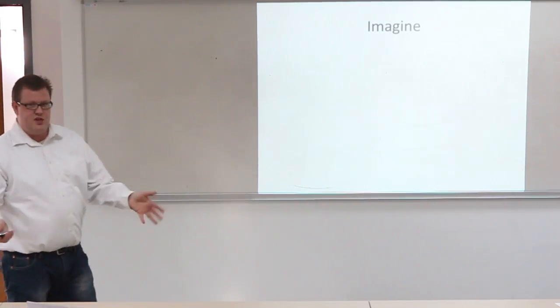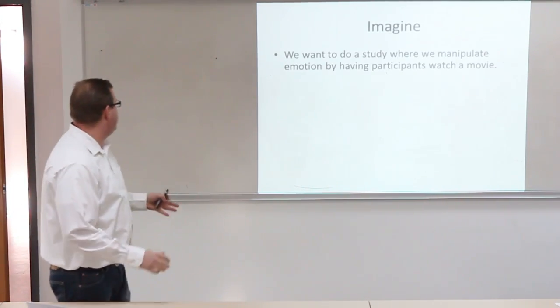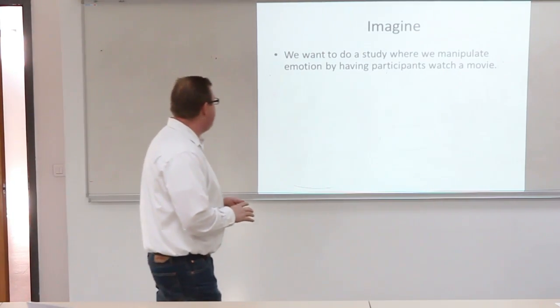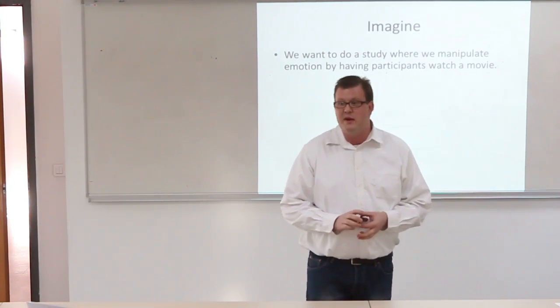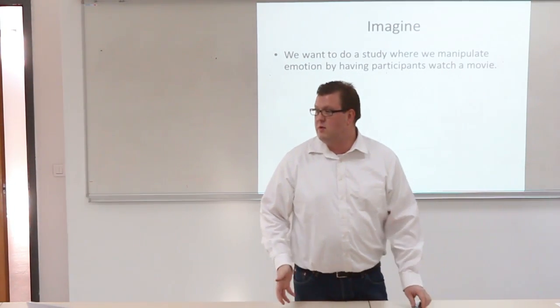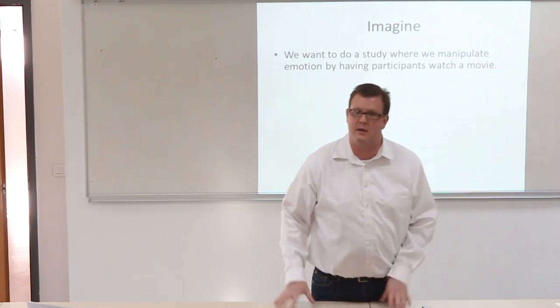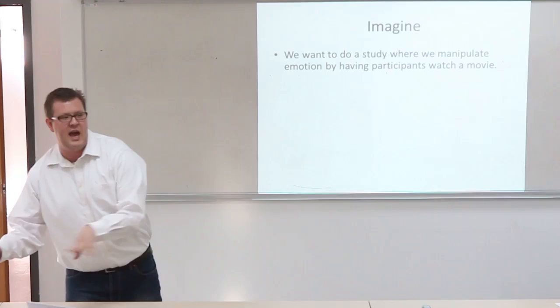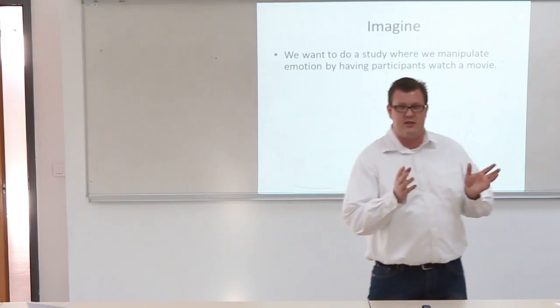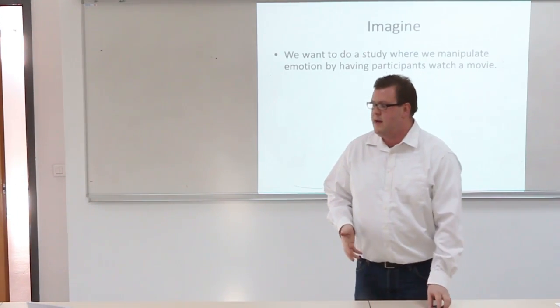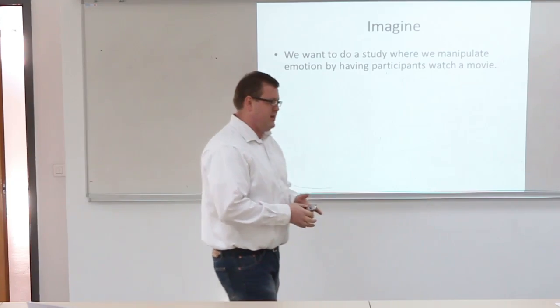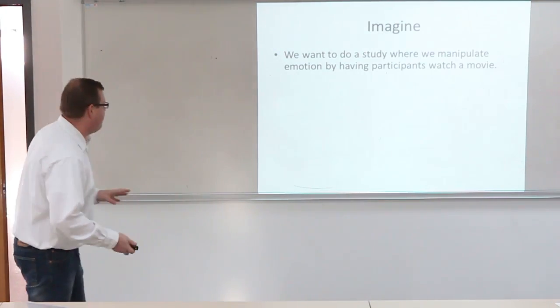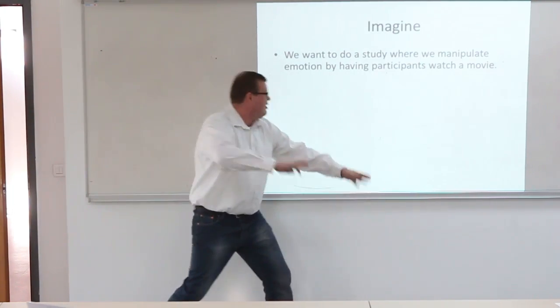Okay, so let's imagine a hypothetical situation. Imagine that we want to do a study where we manipulate emotion by having participants watch a movie. So we want to see how emotion affects something, right? We're going to have one group of subjects maybe watch a sad movie, and another group of subjects use a control movie, okay? Now that's potentially something that we could use an ANOVA for, but forget about all of that.